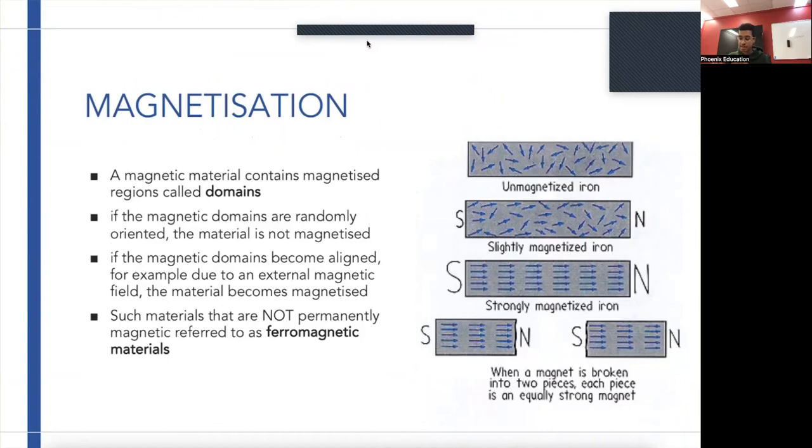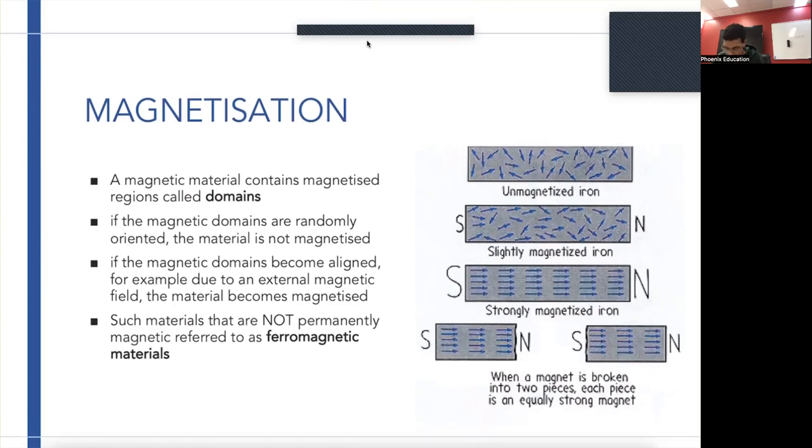Think of it as mini magnets inside the actual ferromagnetic material. The way this ferromagnetic material becomes magnetized is if you bring another magnet in the presence of it, all these mini magnets or domains inside the material will align such that they become uniform. This causes the ferromagnetic material to be magnetized in itself. So these ferromagnetic materials only become magnetized when in the presence of another magnet. They're not naturally magnetic.